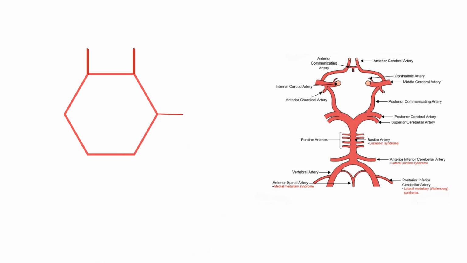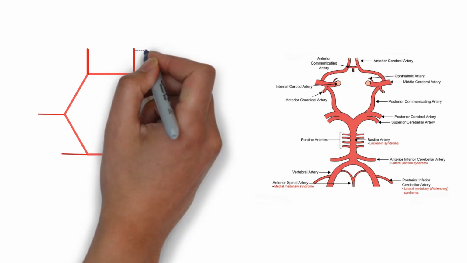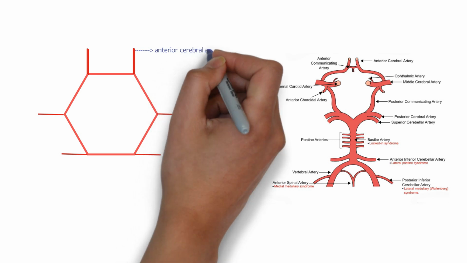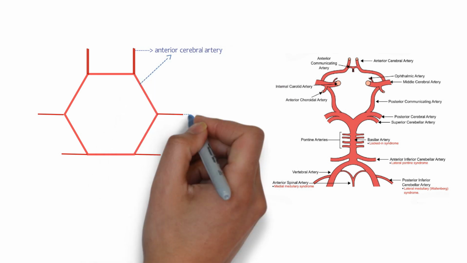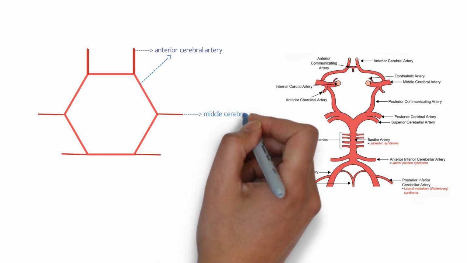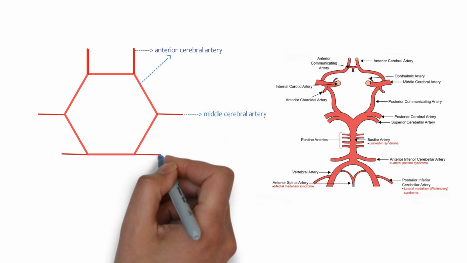Now in the middle part, take two horizontal lines like this. Now you are drawing with me. I know that you are not, but I assume that you are drawing. And in the lower corners, make two horizontal lines like this. So we have three cerebral arteries. This is the anterior cerebral artery. In the middle part, this horizontal line represents the middle cerebral artery, and this is the posterior cerebral artery.